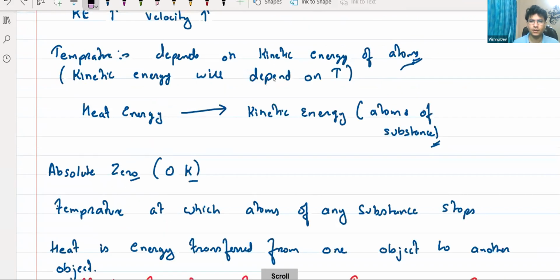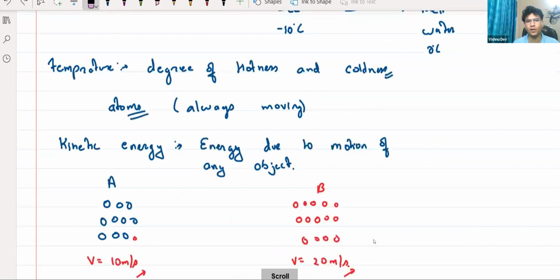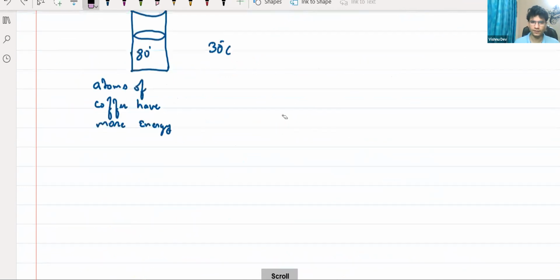Temperature, again, for your syllabus, temperature is degree of hotness and coldness. I will write again.